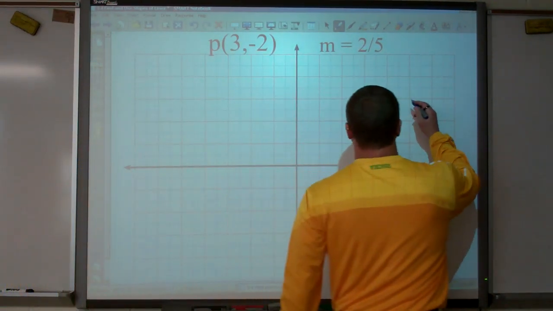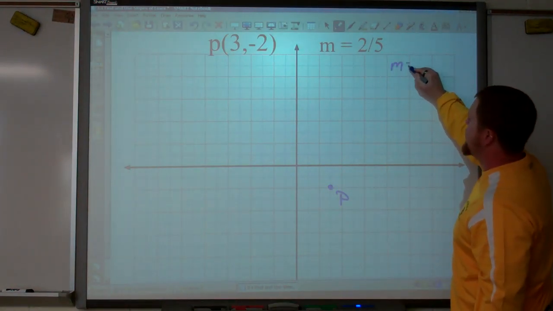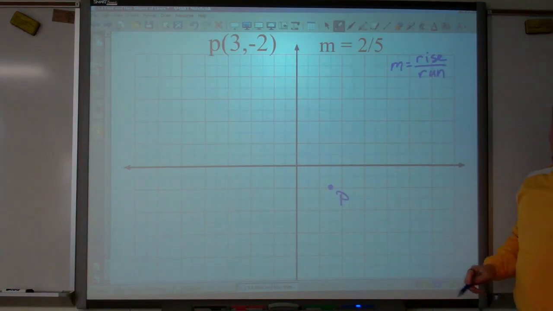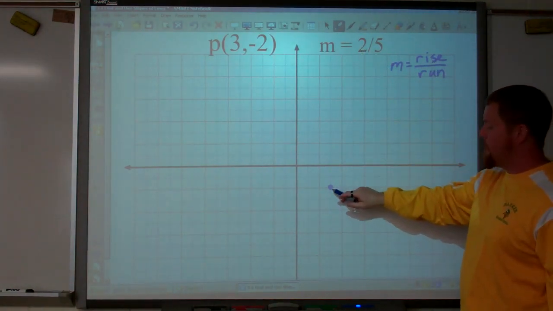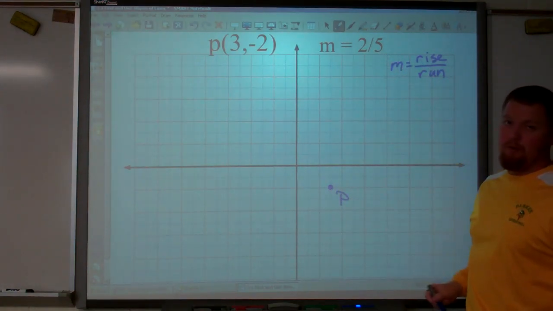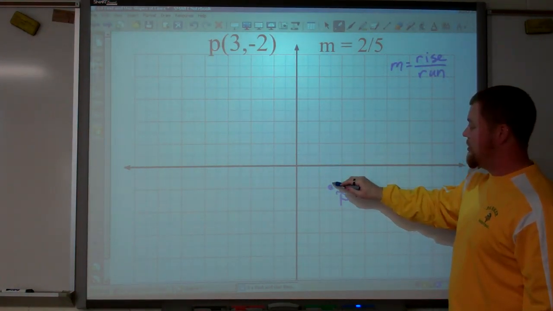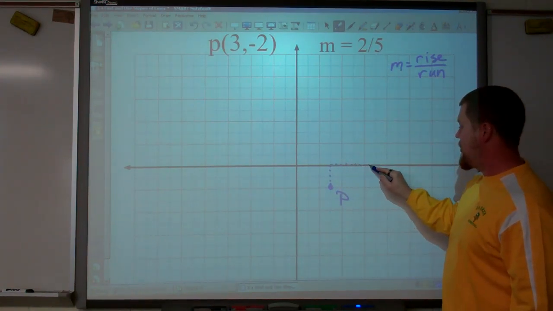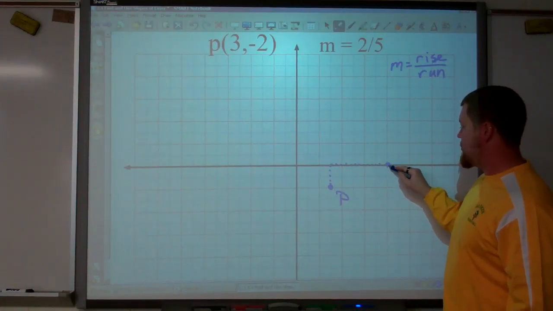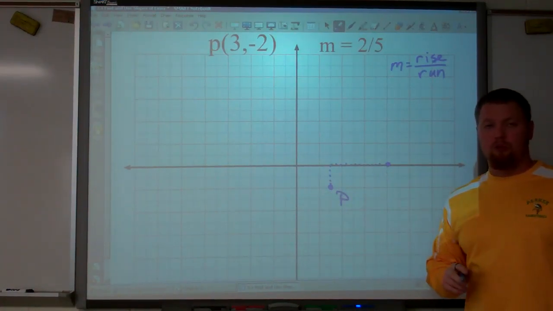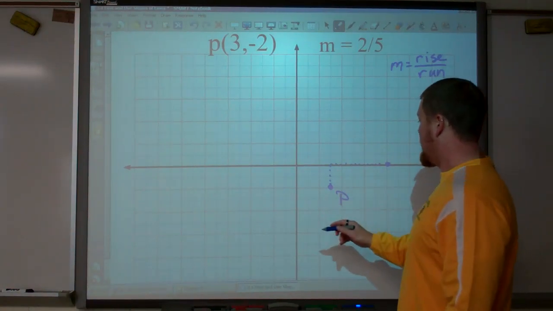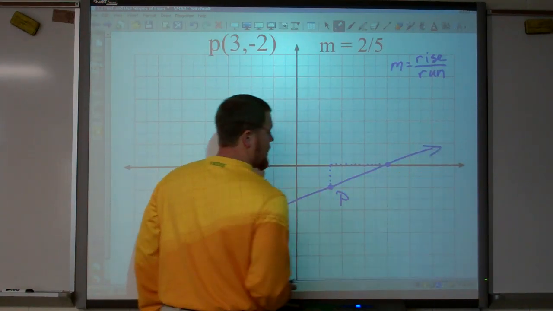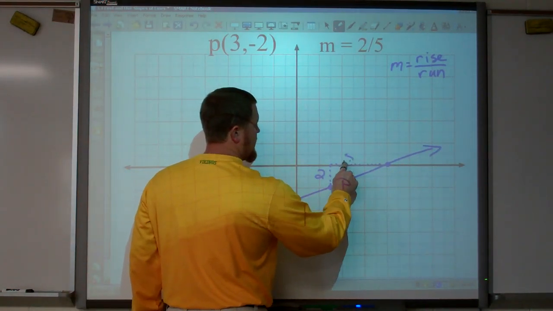Well, if we remember the very first page, slope can be defined as rise over run. So we want to rise 2 from here, and we want to run 5. So I rise 2. 1, 2. And I want to run 5. 1, 2, 3, 4, 5. There's my point. Can you draw a line between 2 points now? Yes, we can. There's my rise, there's my run.